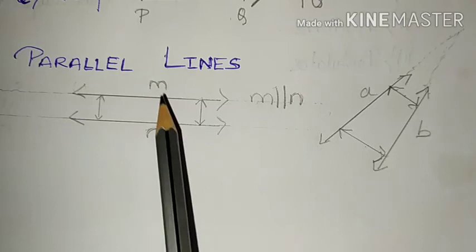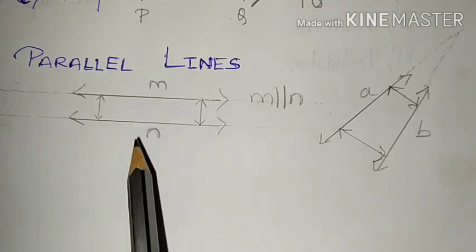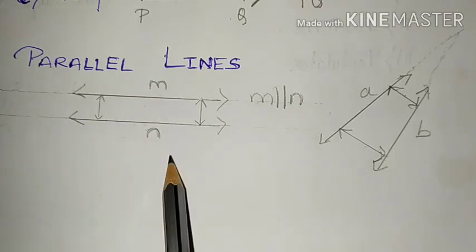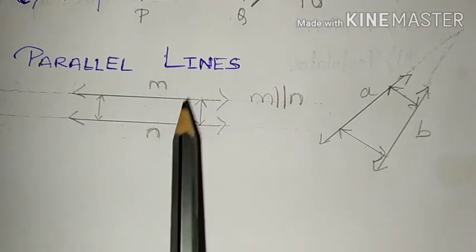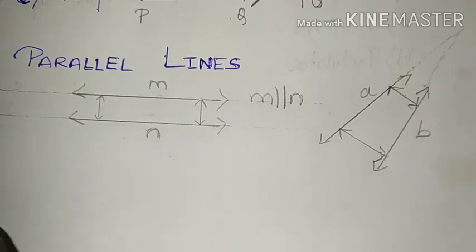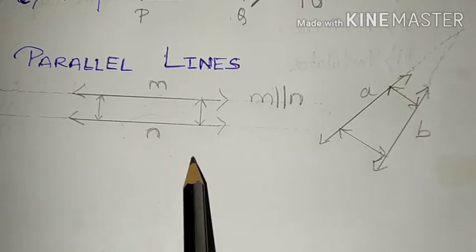So when we say parallel lines, those are the lines which never meet each other, or the lines which have a fixed distance between them. You can write it down. Parallel lines are the lines which have a fixed distance between them and they never meet.